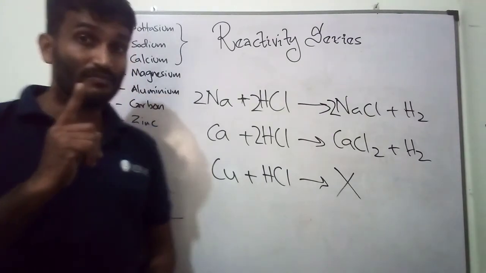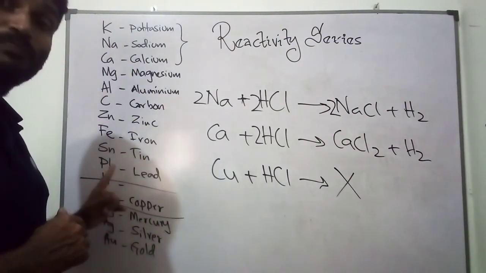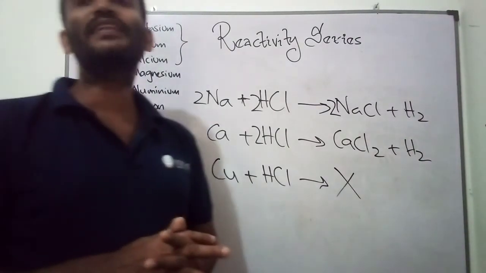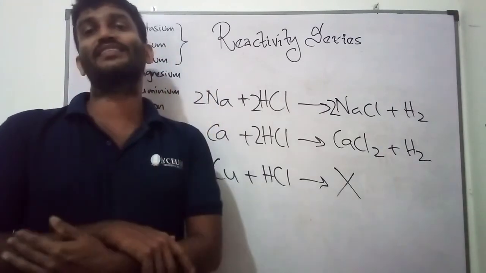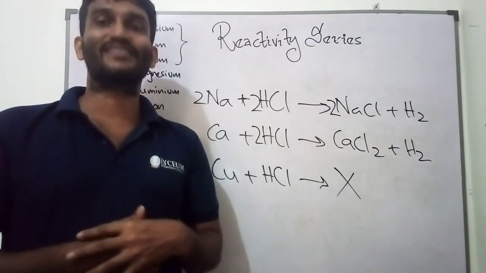So it is better to memorize it, children. Remember the clue, right? The metals below hydrogen in the reactivity series do not give hydrogen with acids because they can't displace hydrogen from their solution. That's all about reactivity series reactions. Okay, right.